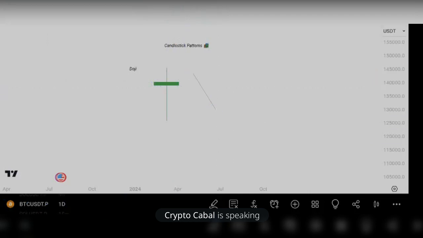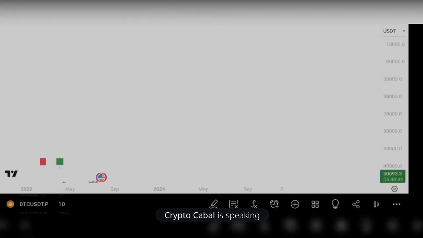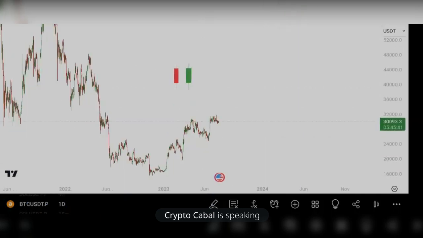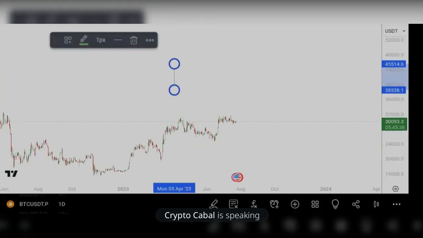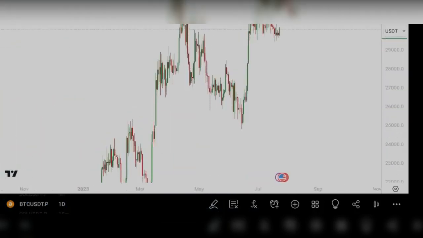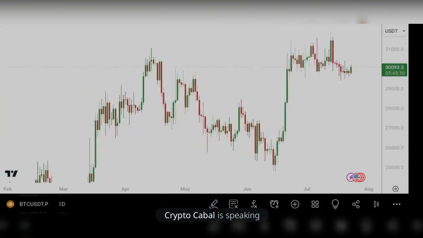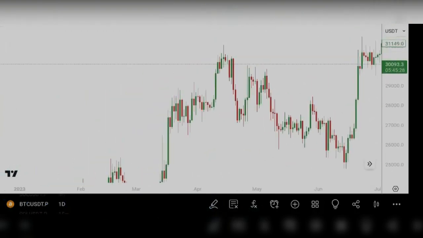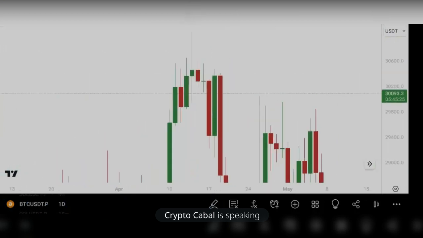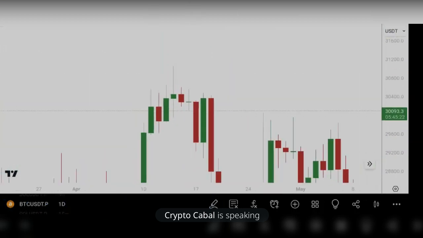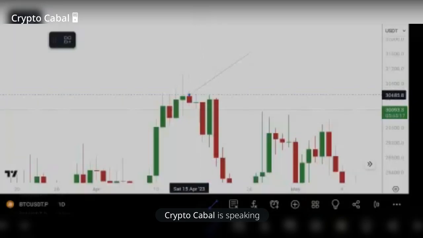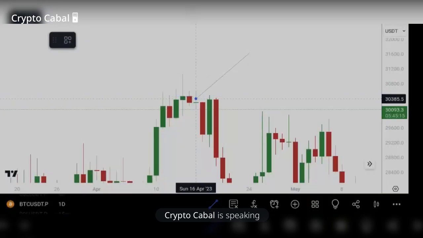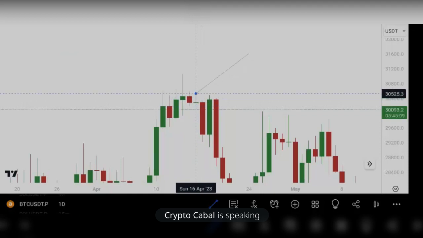Now, quickly, let's dive into our charts, and I show you this particular type of candlestick pattern very quickly. Now, look at this. You can see this particular candle we are having here. This particular candle, which I'm pointing at, where this blue tick is pointing, is an example of a doji candlestick pattern.